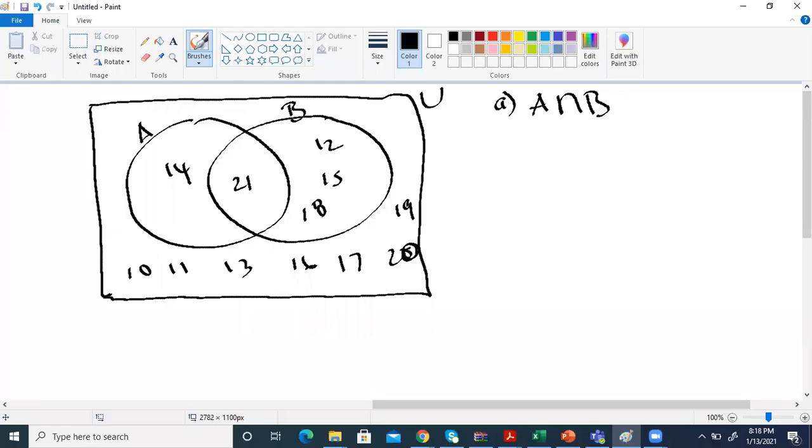All right, so we're back. The first question is A intersect B. What is the answer? 21. Great. So we have 21 being the intersection, right?